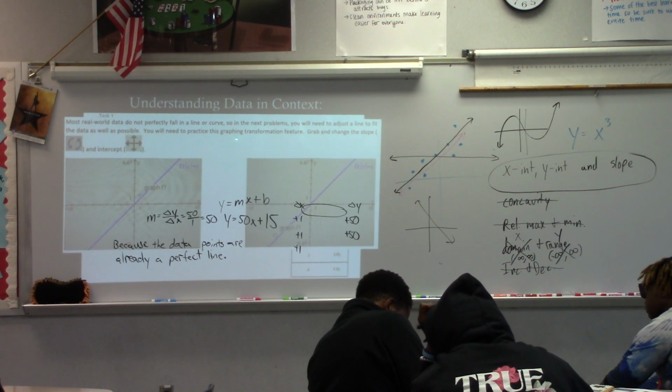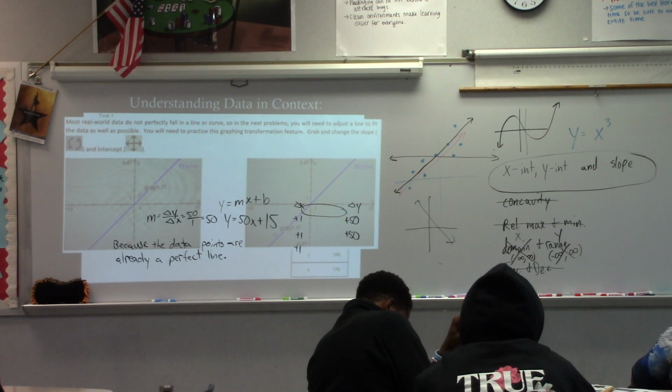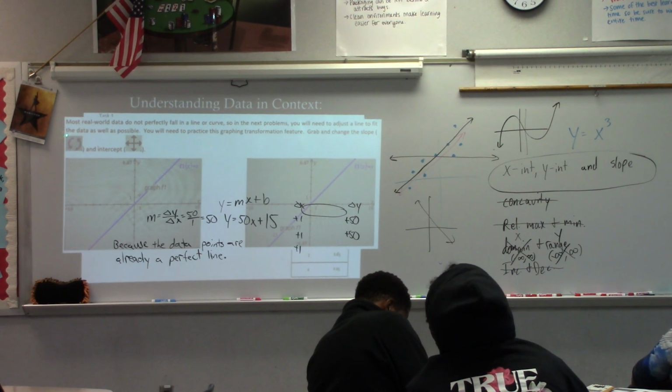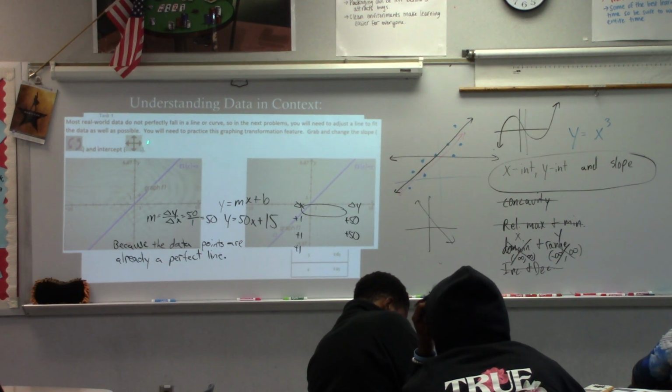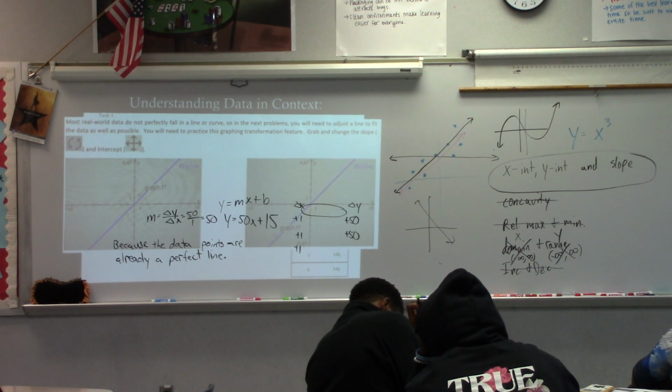You will need to practice this graphing transformation feature. Notice you can grab and change the slope. In fact, Eric, I think you were doing this earlier, right? So play around with it. What symbol should you see if you're trying to change the slope? Yeah, recycling. It looks like a recycling symbol, right? And if we want to change the y-intercept, we need to see that little cross. So use your calculator. Make sure you know how to do that skill. We're not going to spend forever here, but this is something you have to know for the next part of this.